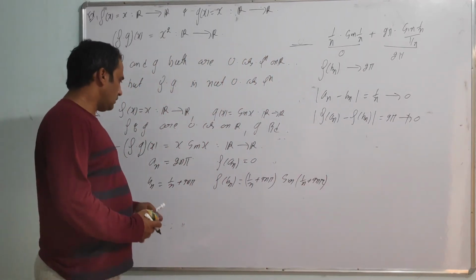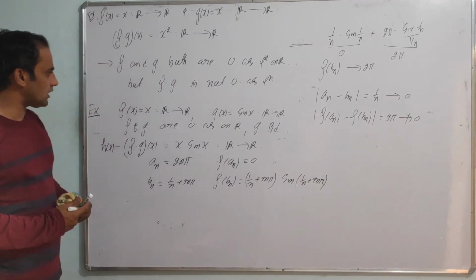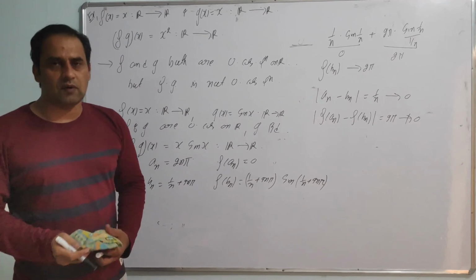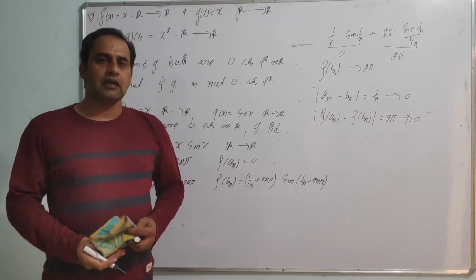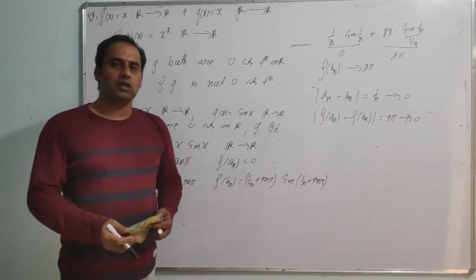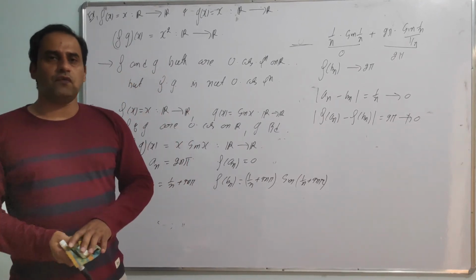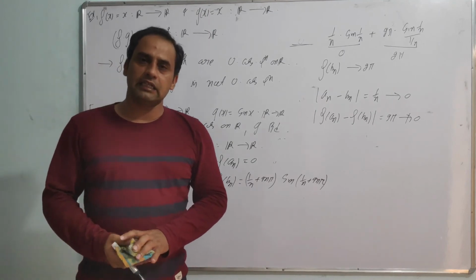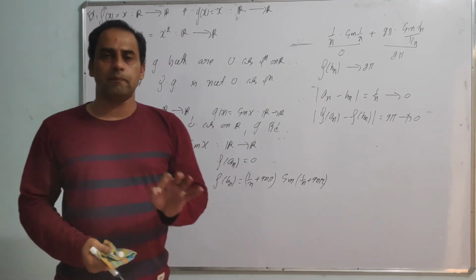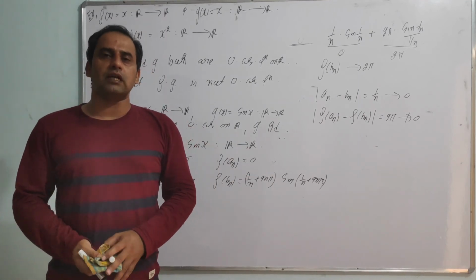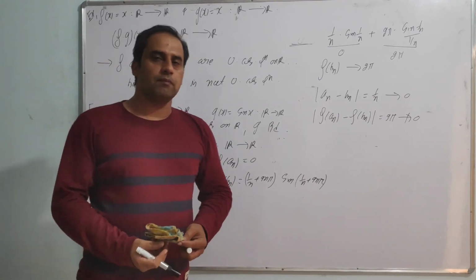So we have a function f(x) equal to x, which is uniformly continuous, g(x) is sin x, which is uniformly continuous and bounded, but f times g is not uniformly continuous. So basically, the product of two uniformly continuous functions with at least one bounded need not be uniformly continuous, or the product of two uniformly continuous functions need not be uniformly continuous.